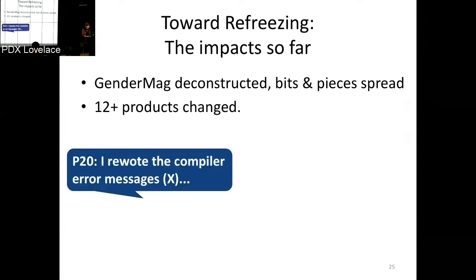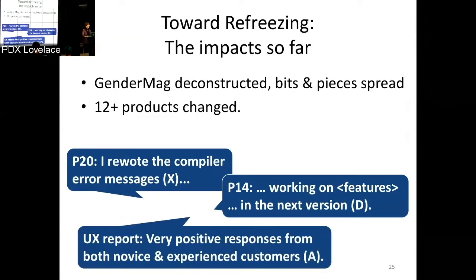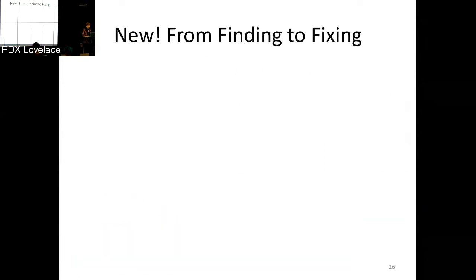Bummer. Here's what one person said. I rewrote the compiler error messages, product X. Somebody else said, we're working on a whole bunch of new features in the next version of product D. And by the way, product D is a really big product. One user experience report said, we've gotten very positive responses from both novice and experienced customers. So that was my field study at Microsoft. That's been published in the form of a short paper, so you can find it hanging off my webpage somewhere.